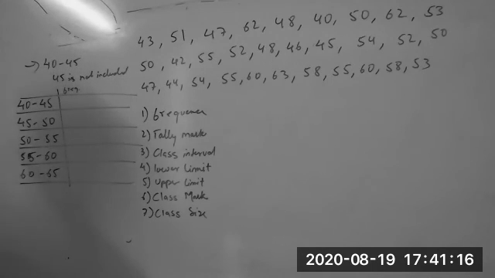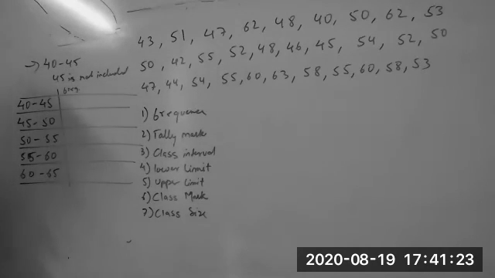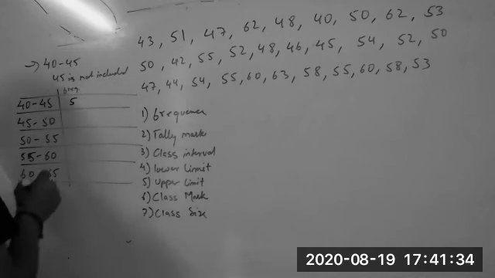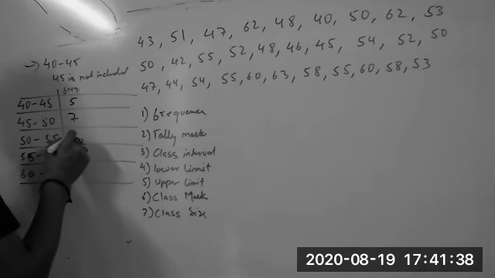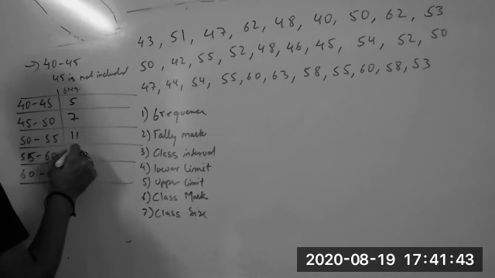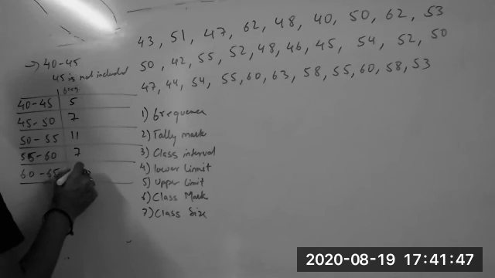Frequency. Shreyas, tell me the frequency of all. The first one is 4. Wrong. Next, Mohit. What is the frequency of the first? 5. Then 45 to 50, 7; 50 to 55, 11; 55 to 60, 7; 60 to 65, 5. Very good.